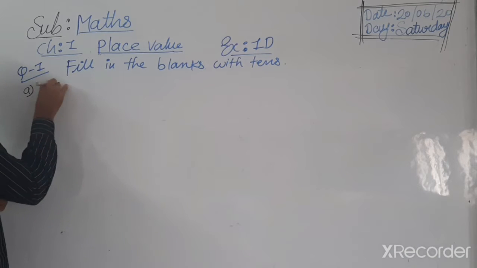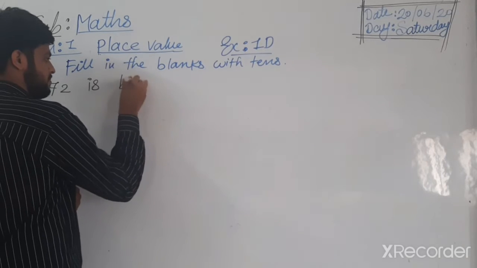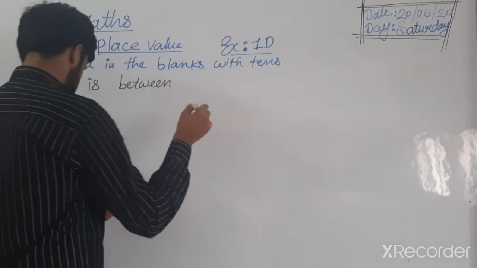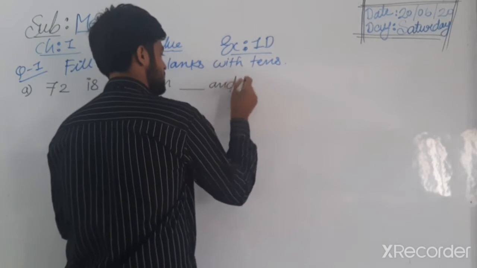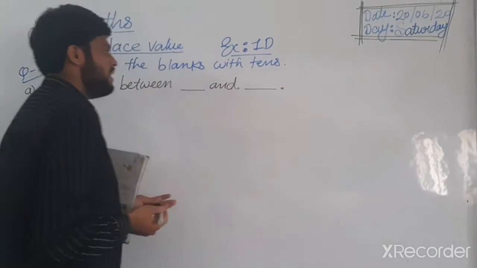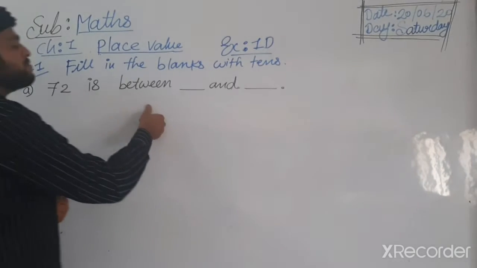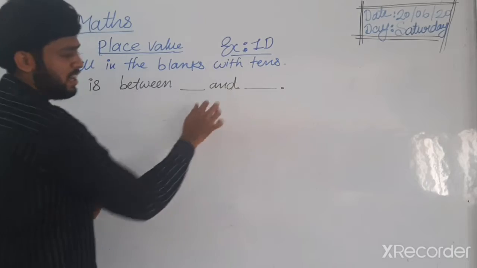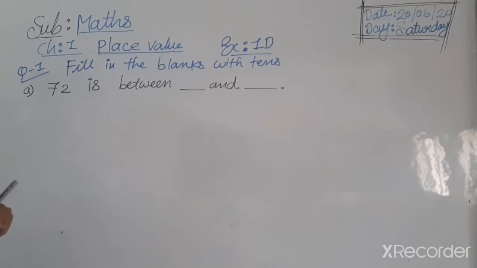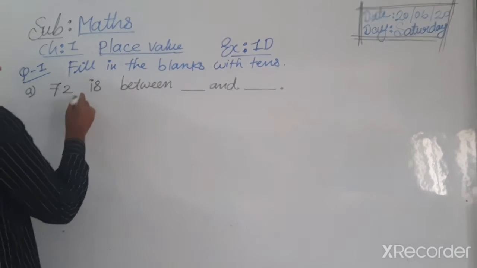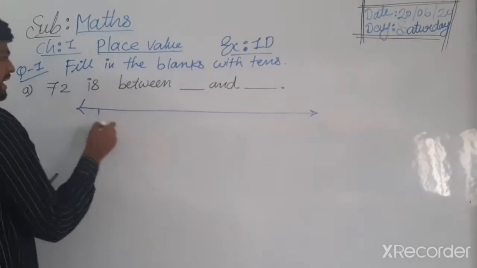72 is between dash and dash. So now, what is the first blank here for us? We have to write a tens number here. So now let's check how the numbers will come on the number line.